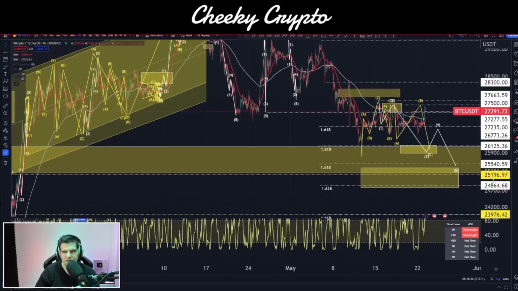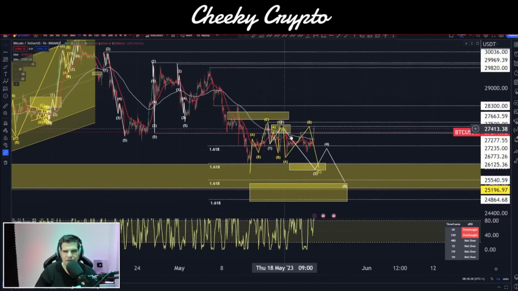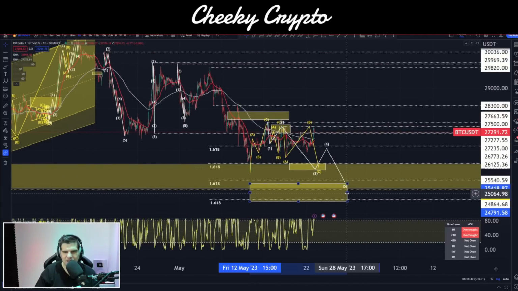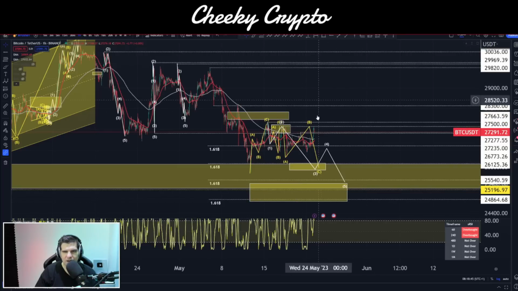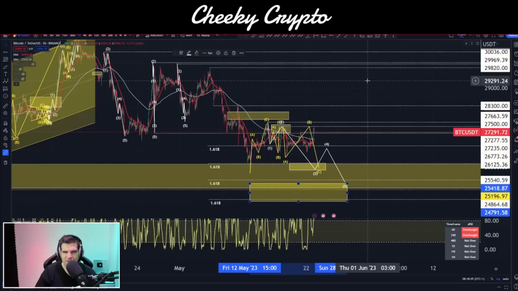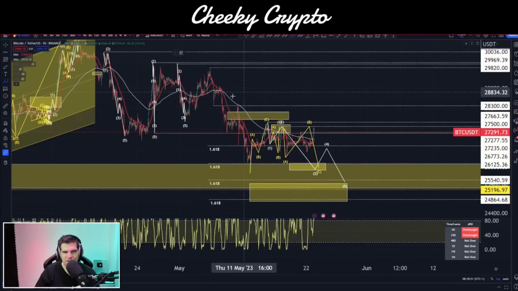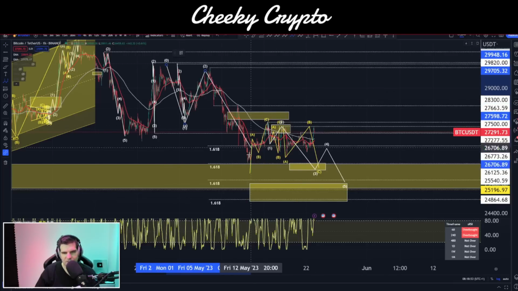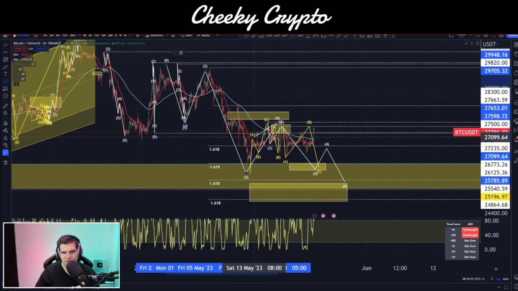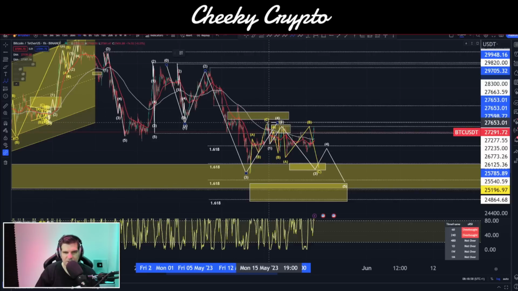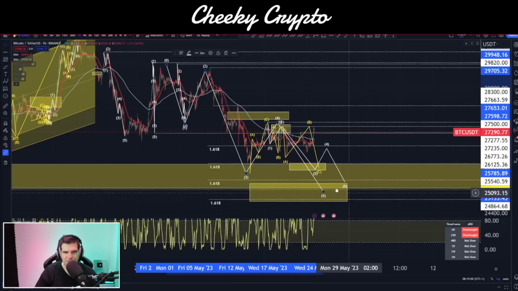So if I zoom out of this, just bring this in, at the moment we're trying to track this ending diagonal structure towards that 24,700 level, or maybe a little bit higher than that. Could be on the higher side of this one at around 25,400. But essentially it would look like this, right? We have a wave 1, wave 2, wave 3, wave 4. And it's possible that that wave 4 is still not done as well. And then we come down into that final 5th wave movement there.